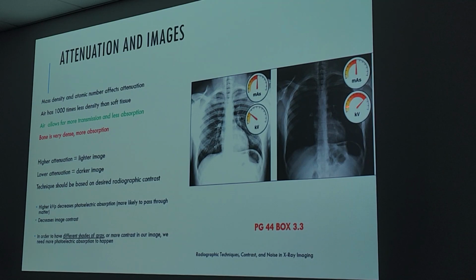So it's going to look like the image on the right. See the kV meter right there? kV is high. But if you have lower kVp, meaning our beam is not as penetrating, it's going to get stuck in the tissue, and it's going to look light. In order for us to have different shades of gray, meaning really good contrast, we want more absorption to happen. Any confusion? Okay.